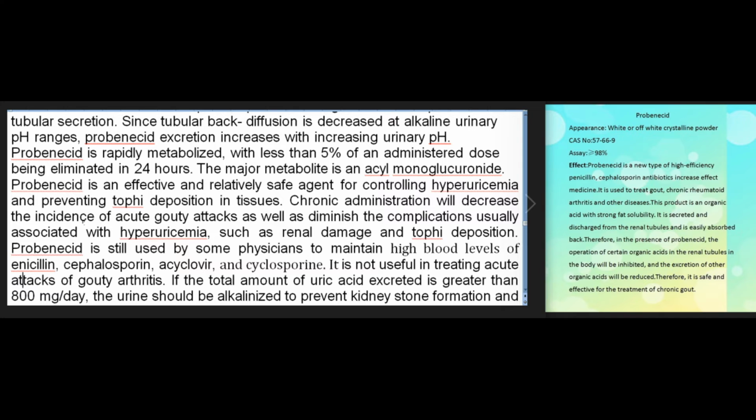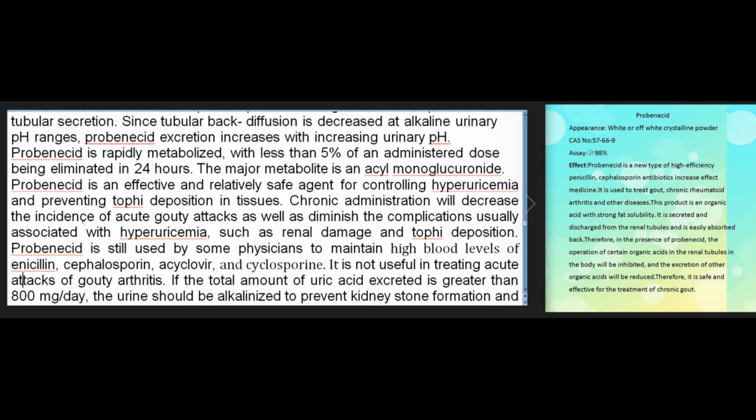Probenecid is an effective and relatively safe agent for controlling hyperuricemia and preventing tophi deposition in tissues. Chronic administration will decrease the incidence of acute gouty attacks as well as diminish the complications usually associated with hyperuricemia, such as renal damage and tophi deposition. Probenecid is still used by some physicians to maintain high blood levels of penicillin, cephalosporin, acyclovir, and cyclosporin. It is not useful in treating acute attacks of gouty arthritis.